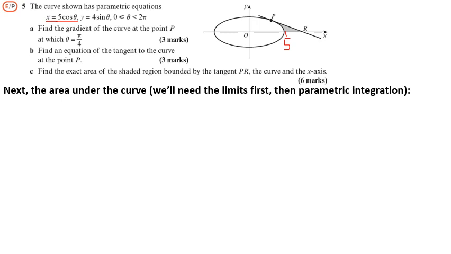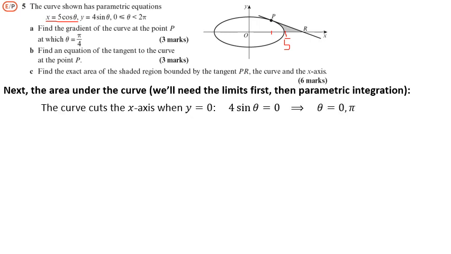We've already got the x-coordinate at p. We calculated that in one of the early parts, in part B. I think it came out as 2 root 2 or something like that. But we can do this more formally as well. The curve cuts the x-axis when y equals 0, and that gives us theta equals 0 or theta equals pi.